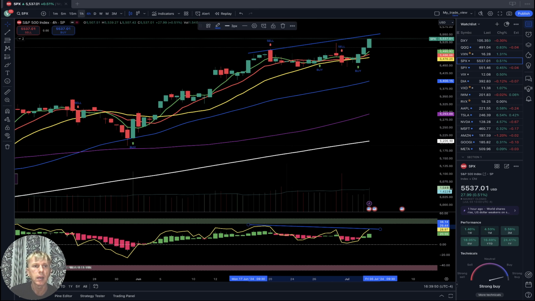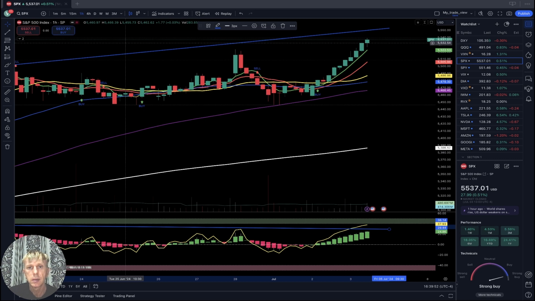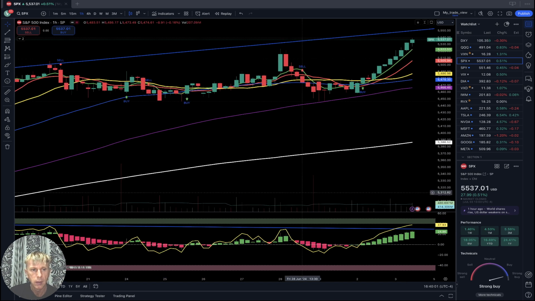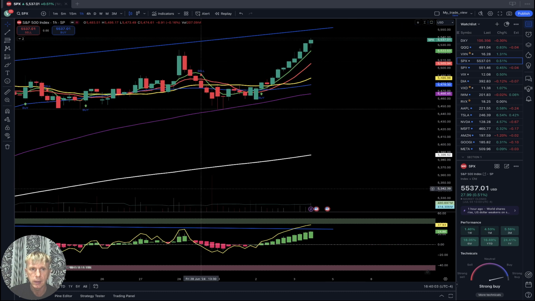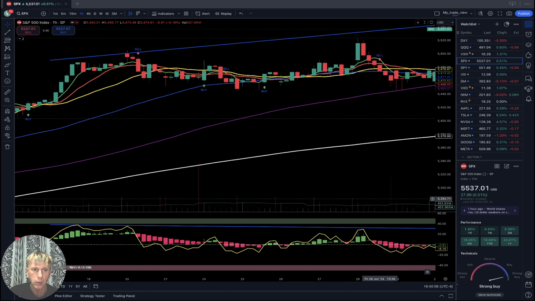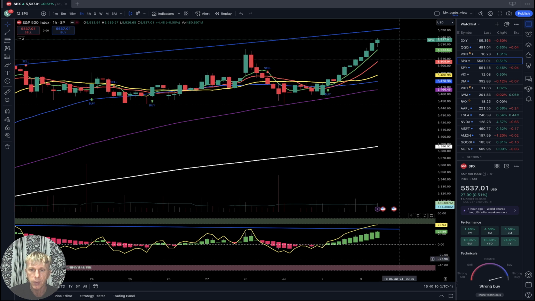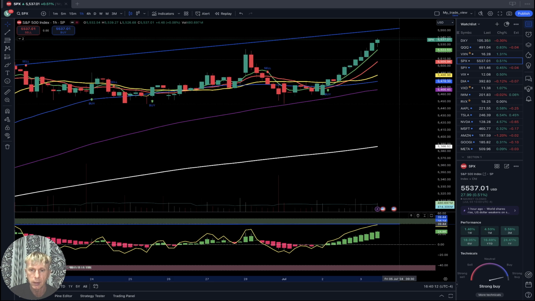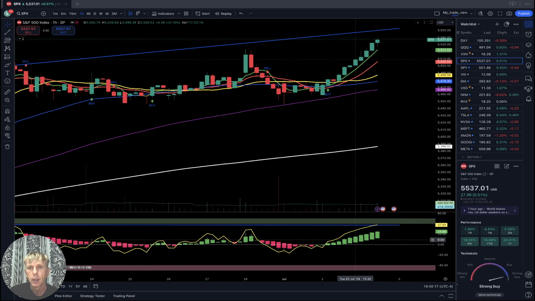And 1 hour time frame, similar: bullish trend and bearish divergence. Some bearish divergences from this point. You see, it's kind of flat. I would say it's flat, but price action is bullish, right? And there is divergence. Bullish trend.